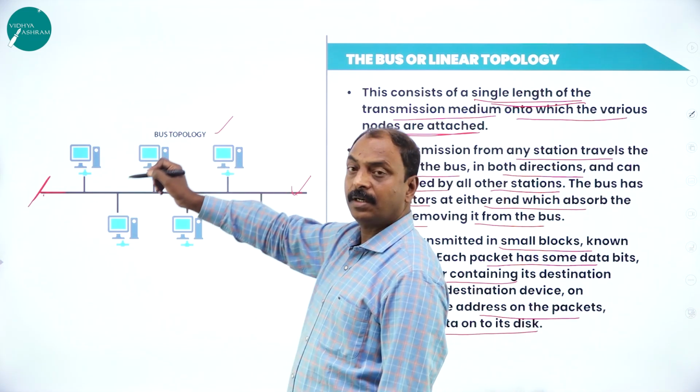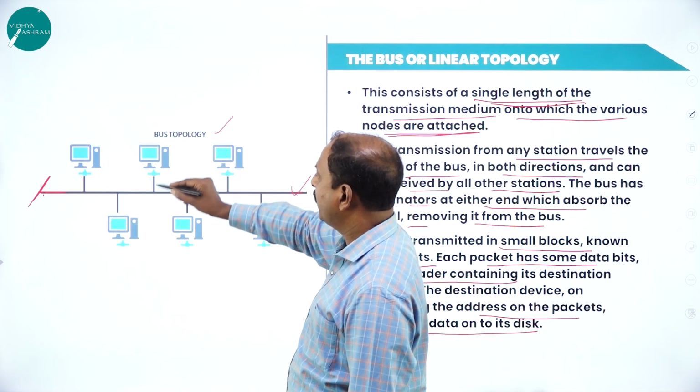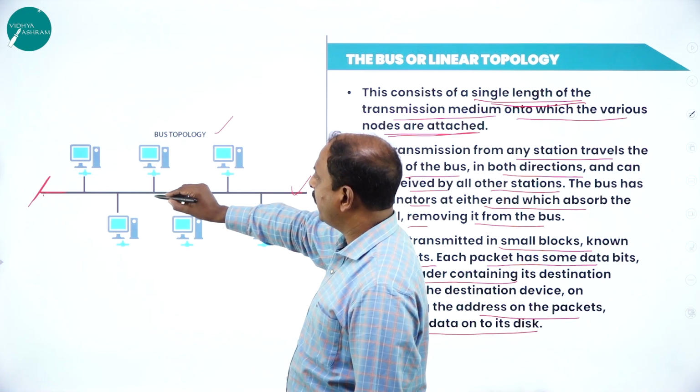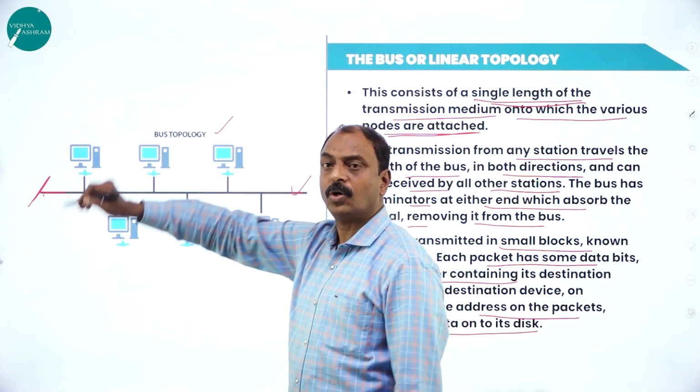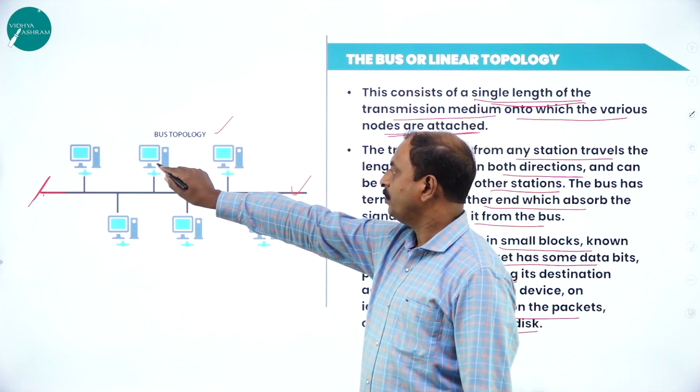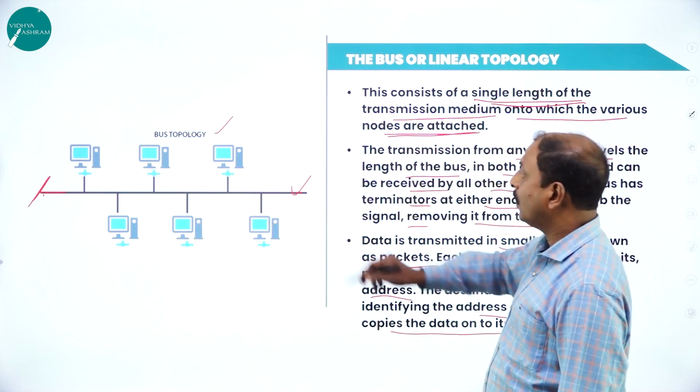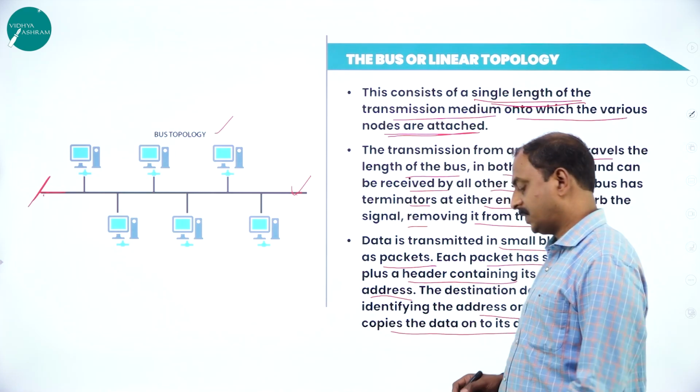Suppose any data is transferring to this computer, it picks up the packet and the particular data information is copied onto that particular computer's hard disk. See, that is how this bus topology works.